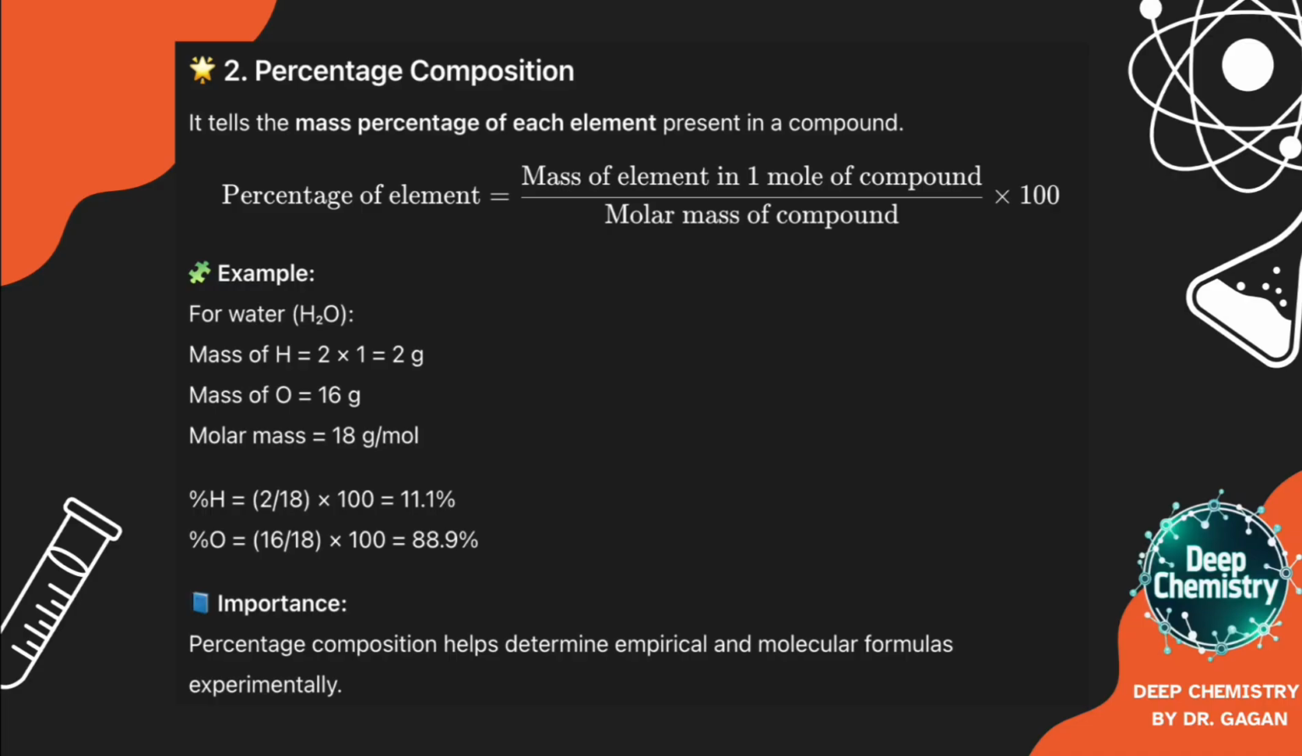The molar mass of water equals 18 gram per mole. For hydrogen it is equal to 2 gram. For oxygen it is equal to 16 gram. So the percentage of hydrogen will be 2 divided by 18 multiplied by 100, that is equal to 11.1%, and percentage of oxygen will be 16 divided by 18 multiplied by 100, that is equal to 88.9%. Simple but very important, because experimental percentage composition is how we determine a compound's empirical formula in labs.